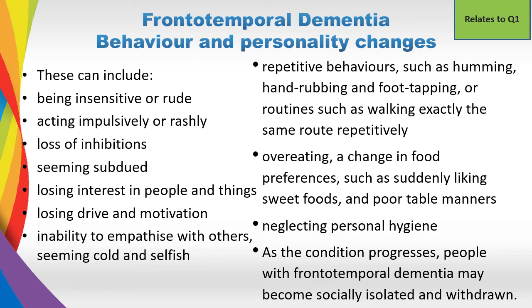They could have repetitive behaviours like humming, hand rubbing, foot tapping. They could overeat or have a change in preferences of food, like suddenly loving sweet foods, and they could have very poor table manners. Some people will go from being vegetarian all of their lives to suddenly eating lots of meat, although the sweet foods is more common. They'll neglect their personal hygiene, and as the condition progresses, people will become more socially isolated and withdrawn.